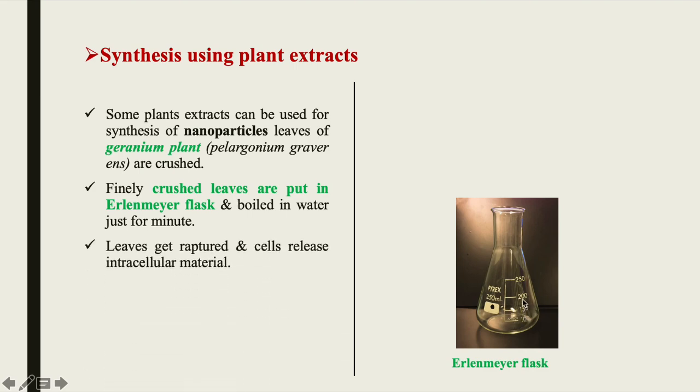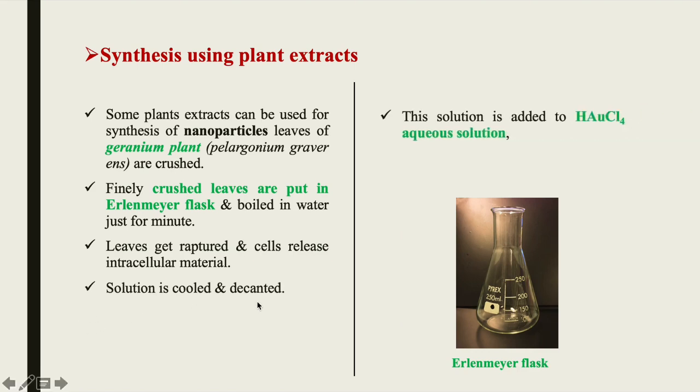The leaves are ruptured and the cells release intracellular material. If you crush the leaves, that will release the cell material, that is intracellular material, that we are going to use for the synthesis of nanomaterials. The solution is cooled and decanted. This solution is added to HAuCl4, hydrogen gold chloride, in aqueous solution.